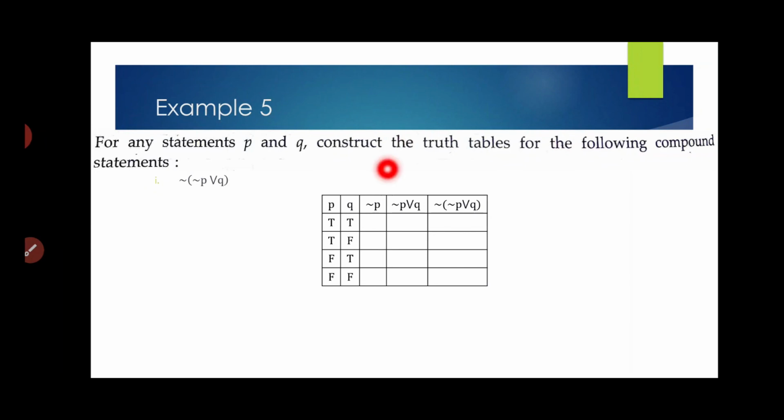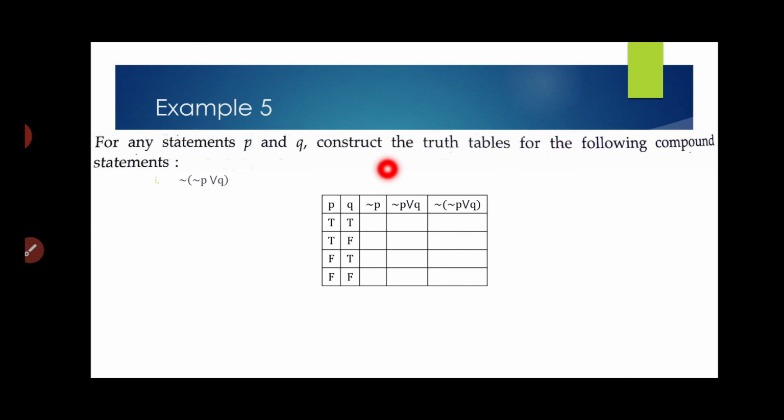So let us first do what? Let us first write all the possible combinations of the inputs. Now P and Q are the inputs. So therefore let us see what are the different possible combinations P and Q can have. So P can be true, Q can be true; P can be true, Q can be false; P can be false, Q can be true; and then both can be false.